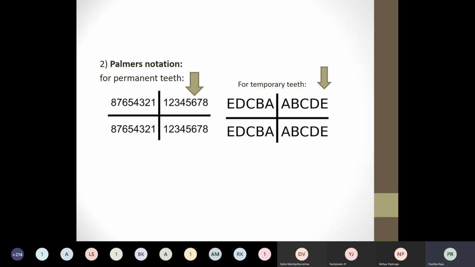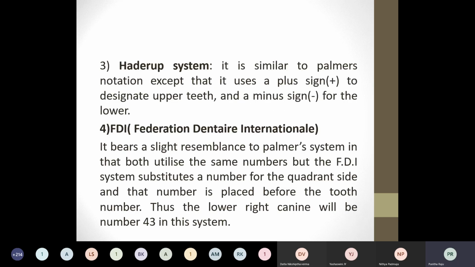So these are different methods. Even this Palmer's method we don't follow because it is very difficult to tell which is upper and which is lower. So that is why we don't mention this. The most important one is the FDI method.